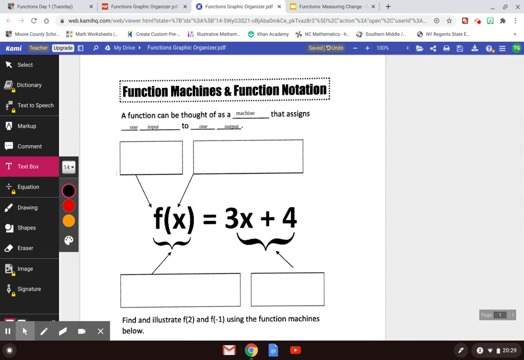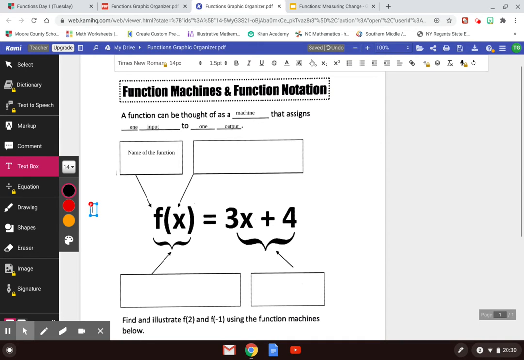Okay, and so like I said, this is what a function machine is, and this is what we call function notation. If we look here at our first block, we see that it's pointing to the letter F, and so the letter F is going to be the name of the function. One of the reasons that we use function notation is because when you are trying to solve multiple problems and writing multiple equations, it's easier to keep track of them if we have different names. So here we have this one, which the name of the function is f.